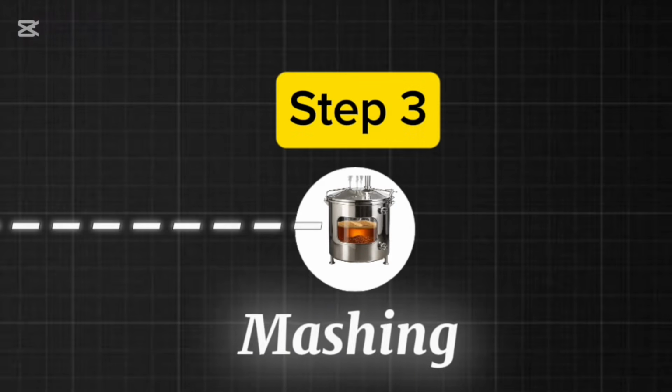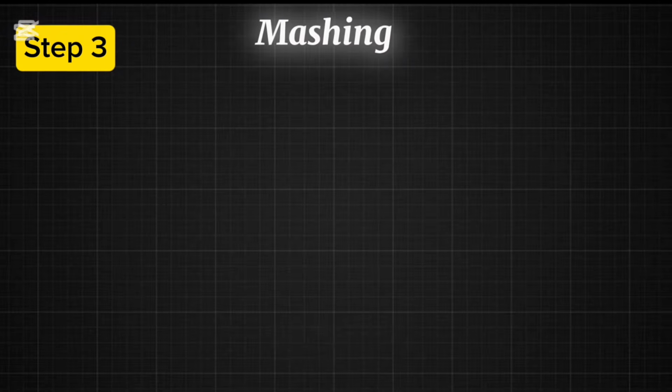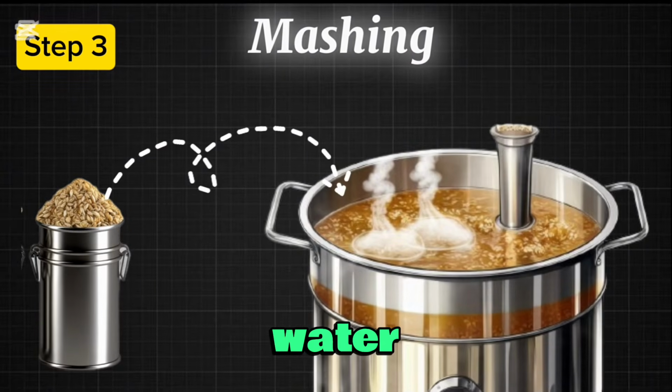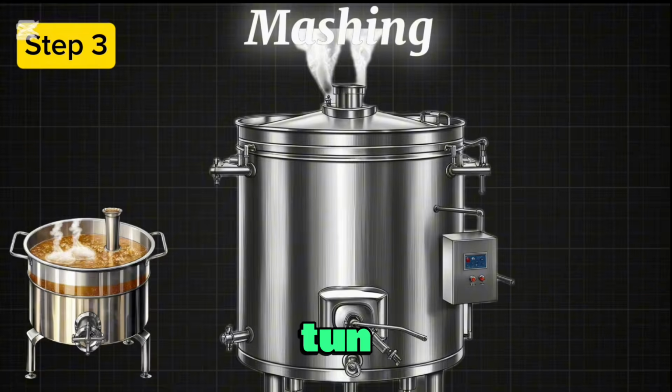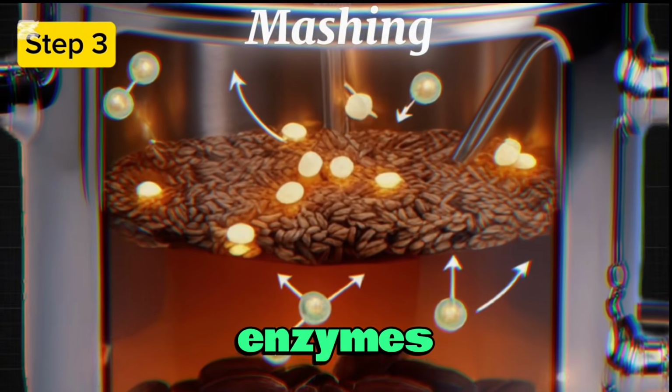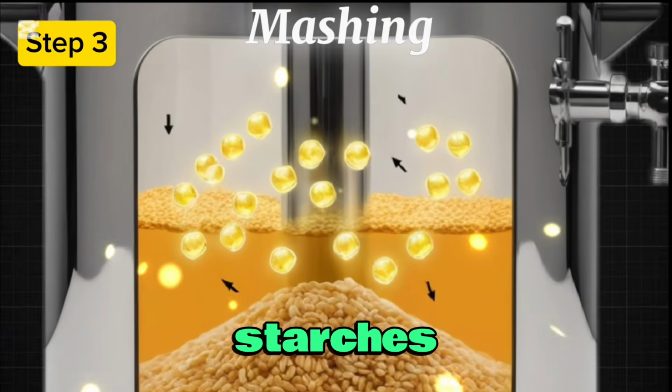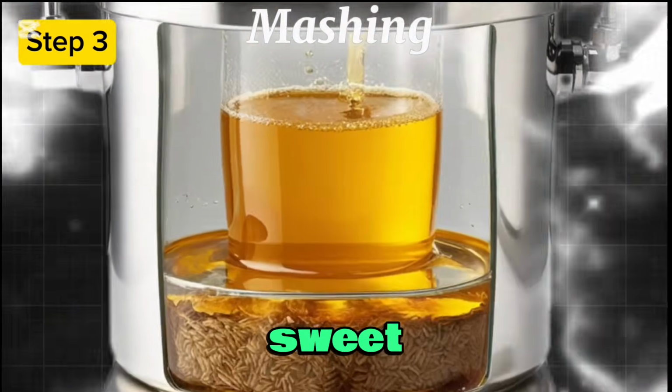Step 3. Mashing. Mashing is a critical stage where the grist is mixed with hot water in a vessel called a mash tun. The hot water activates the enzymes in the malt, which break down the starches into simpler sugars, creating a sweet liquid called wort.